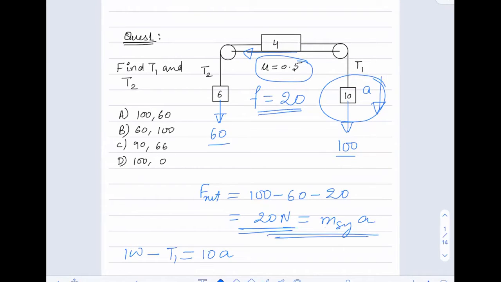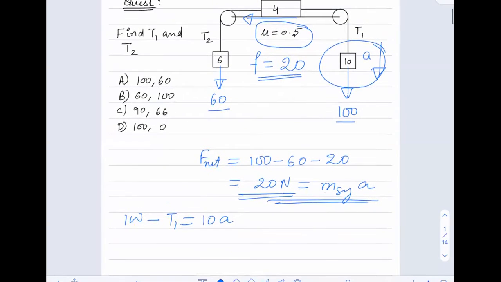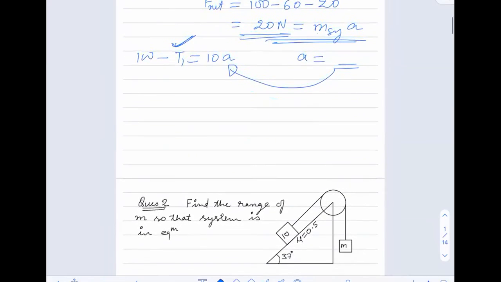So what you have to do now, you have to calculate the acceleration from here, okay? And then you substitute this acceleration here. And then you can get the value of T1, okay? So this was a simple question. I'm leaving this question now. Everybody understood this? So this is your second question, okay?